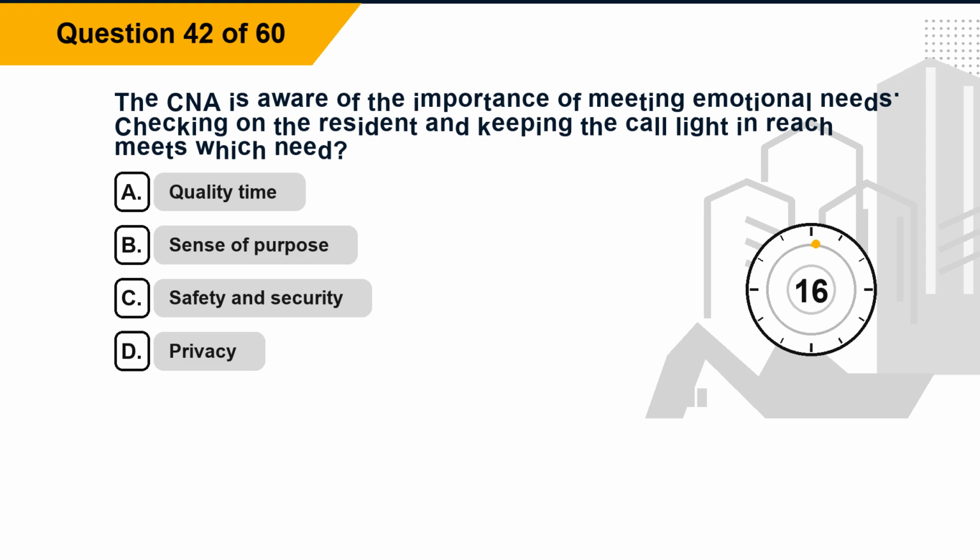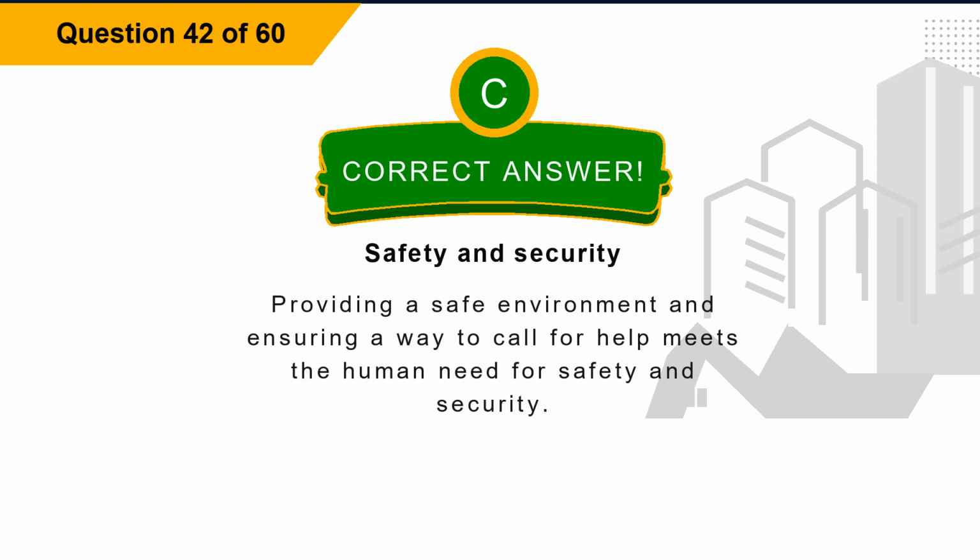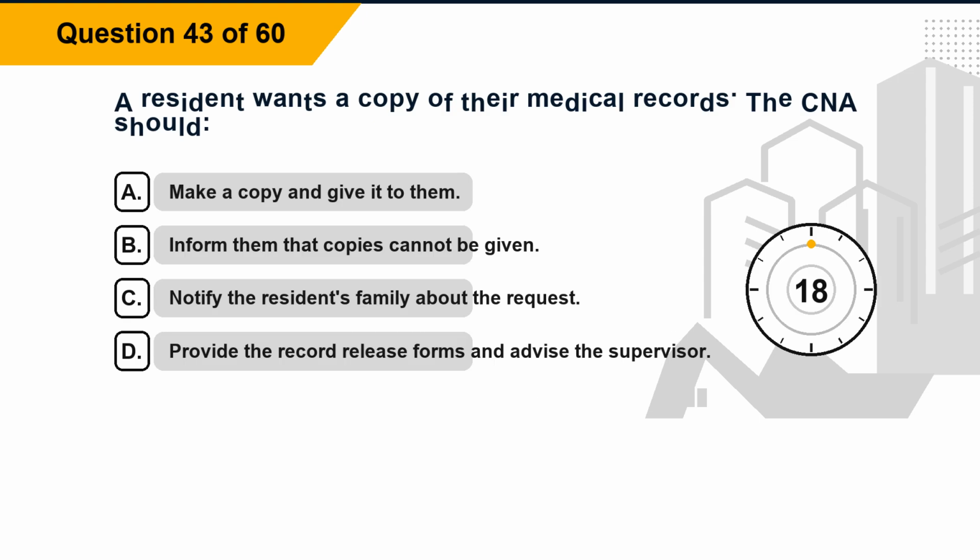Question 42. The CNA is aware of the importance of meeting emotional needs. Checking on the resident and keeping the call light in reach meets which need? Option A, quality time. Option B, sense of purpose. Option C, safety and security. Option D, privacy. The correct answer is option C, safety and security. Explanation. Providing a safe environment and ensuring a way to call for help meets the human need for safety and security.